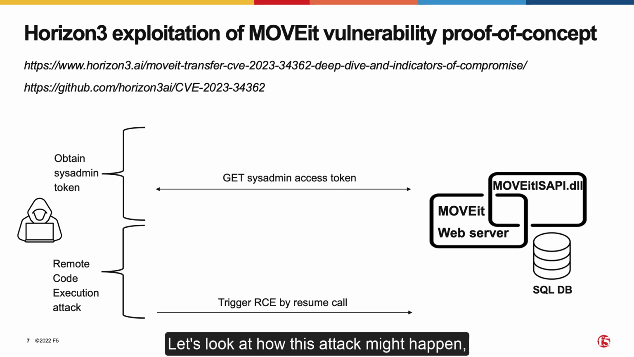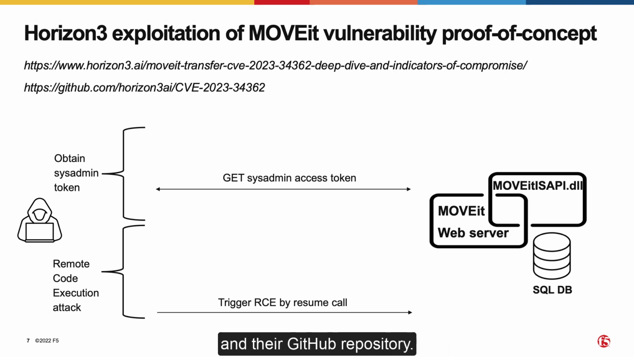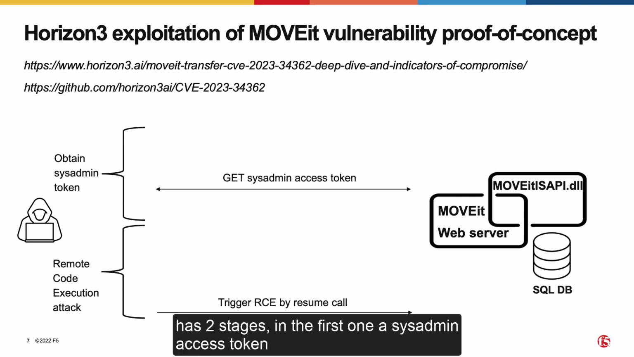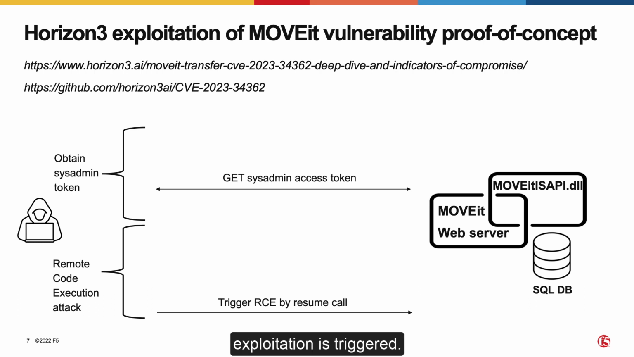Let's look at how this attack might happen based on Horizon3's proof of concept published on their blog and their GitHub repository. The path to exploitation has two stages. In the first one, a sysadmin access token is obtained, while in the second, a remote code execution exploitation is triggered.